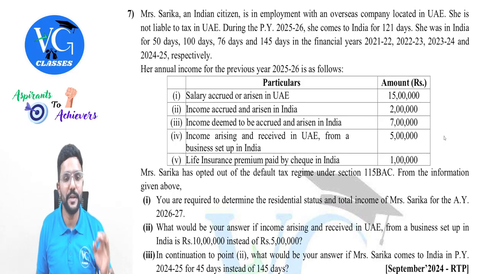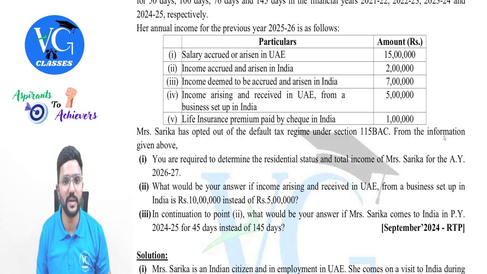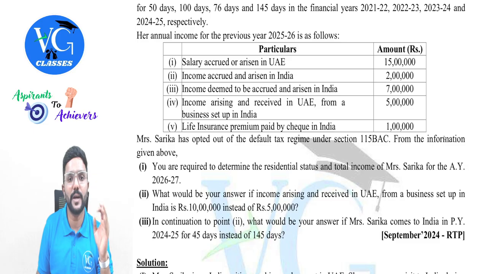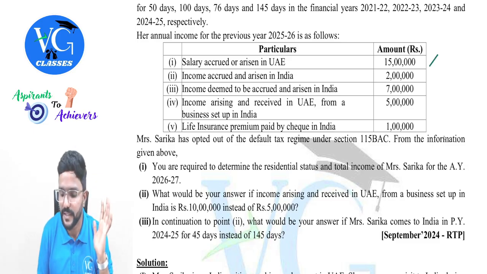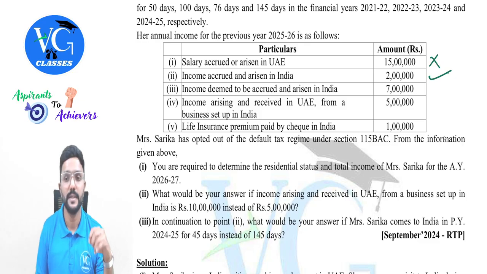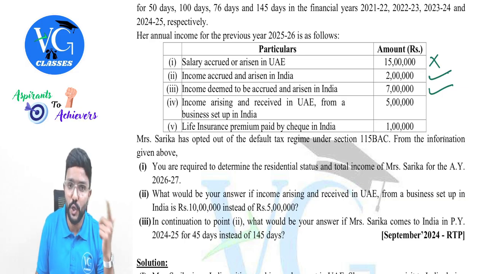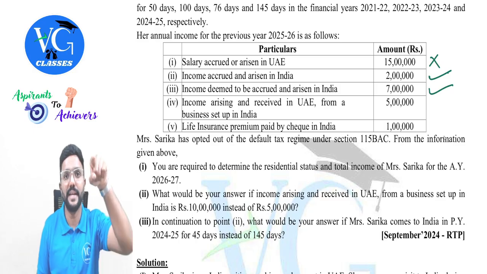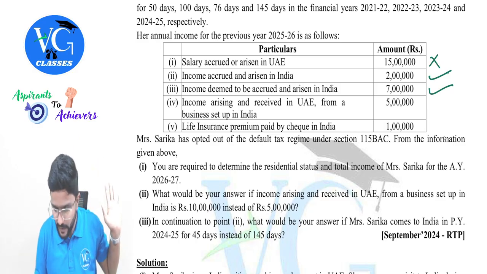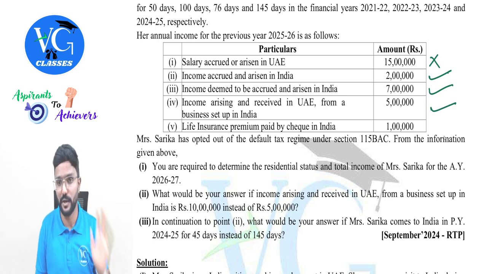Her annual income for the previous year 25-26 is as follows. Let us mark there only. What all should we take? Salary accrued or arisen in UAE, it is foreign source. Then income accrued and arisen in India, Indian source. Next, income deemed to accrue or arise in India, Indian source. Next, income arising and received in UAE from a business set up in India. Control is in India. Should I count it? Yes. For residential status purpose, I need to count it.